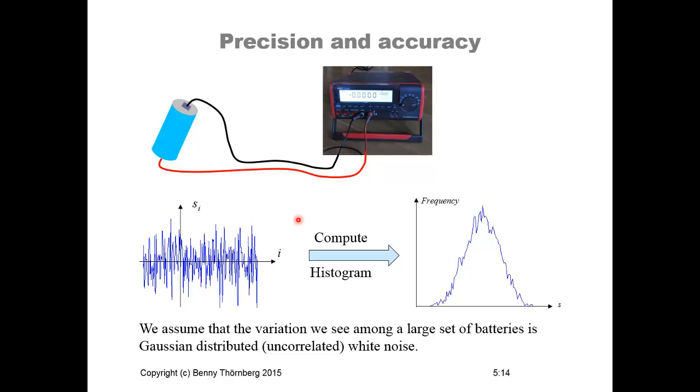Well, we can start with computing the histogram of the frequency of occurrence of the values, and we can see here that we have a certain variation of the measured values, as we are expecting. On this axis you see the values of the sample data, and here is the frequency of occurrence of those values. We can assume now that the variations we see among this large set of batteries are Gaussian distributed. It looks pretty much like a Gaussian distribution, and it is uncorrelated, like a white noise model.